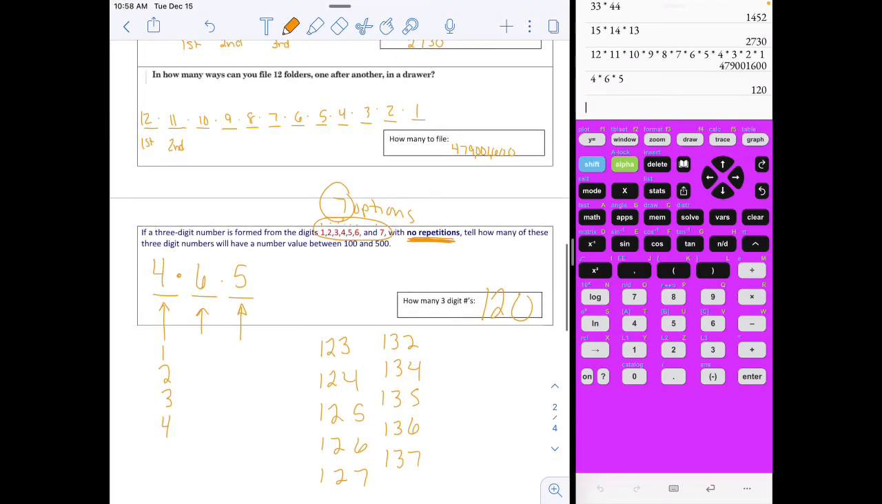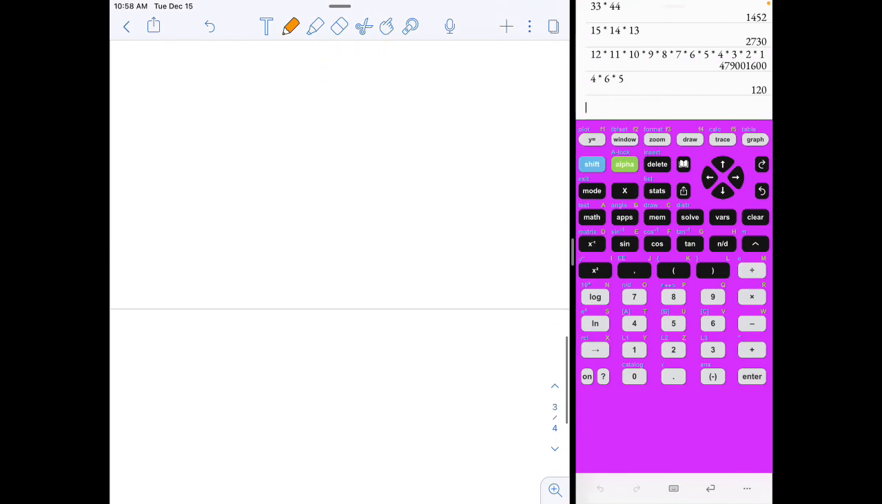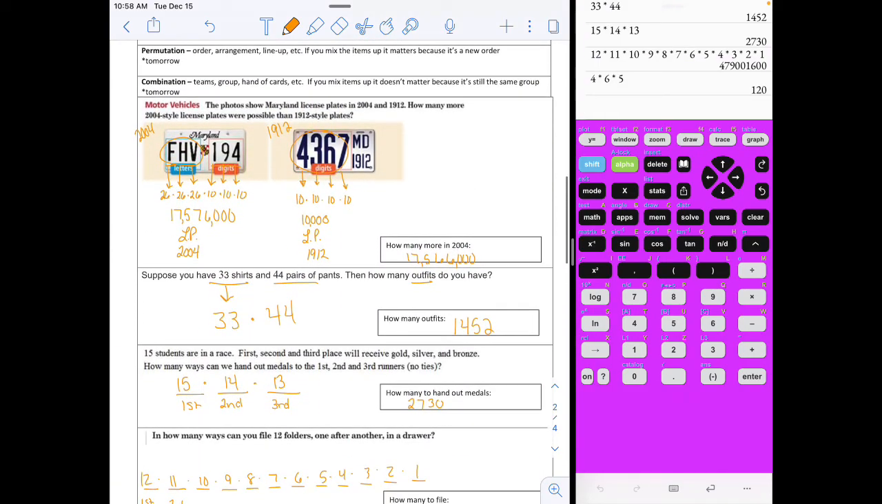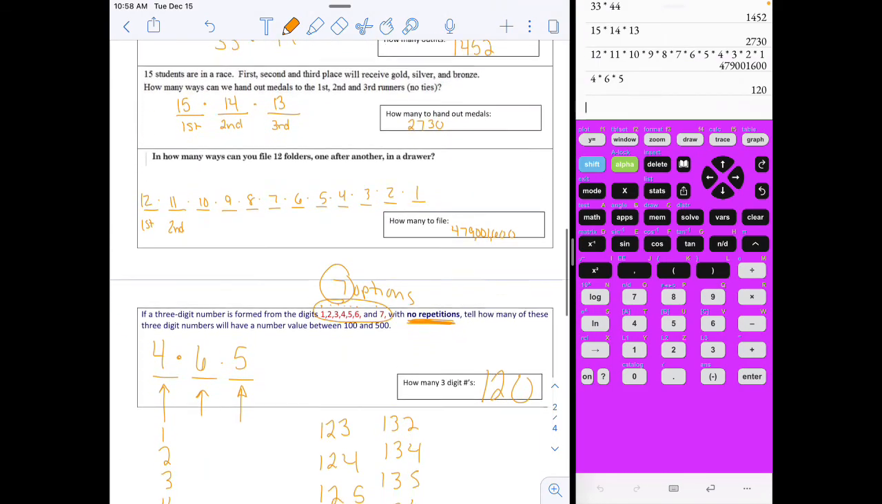So as you do your homework, you're going to try to figure out, okay, how many options are being presented to me, and then multiply all those options together.